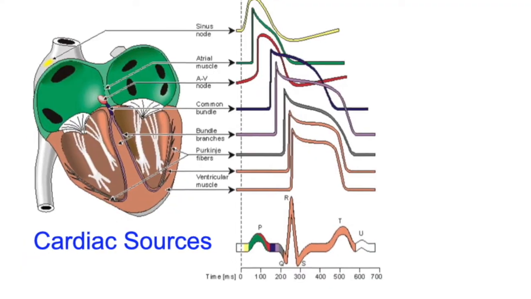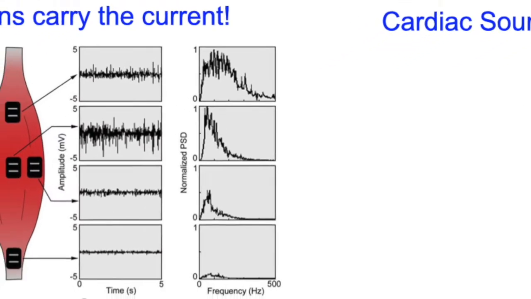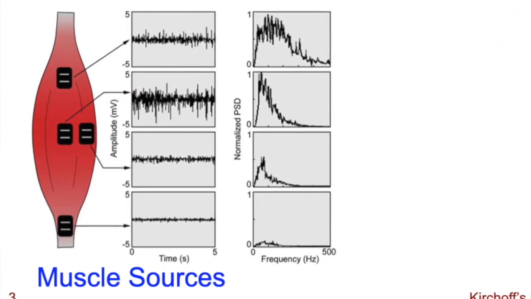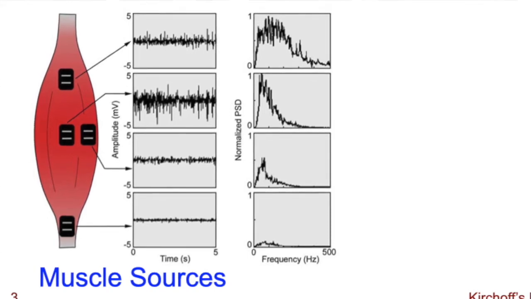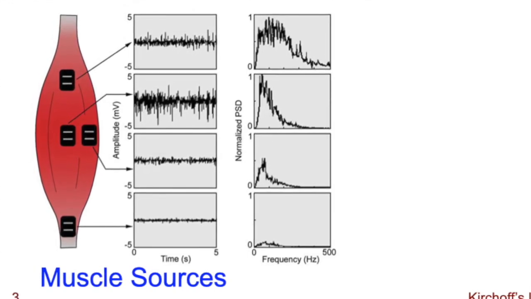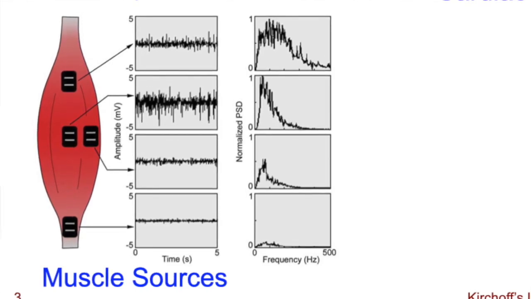But muscles also generate electricity, again, because ions are moving around. And there are signals we can record. We can place electrodes on top of the skin near muscles and actually record signals like this that really characterize and show the time course and the amplitude of muscular contraction.